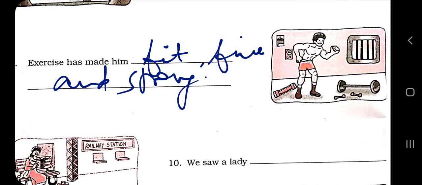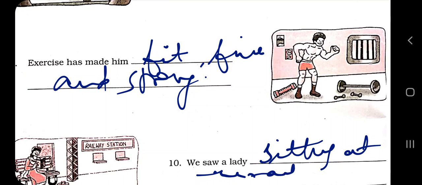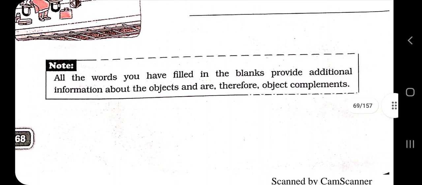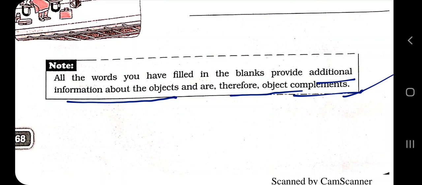We saw a lady where? Railway station. We saw a lady sitting at the railway station. Now, all the words you have filled in the blanks provide additional information about the object and are therefore object complement. All these words are telling more about the object, so they are object complements.